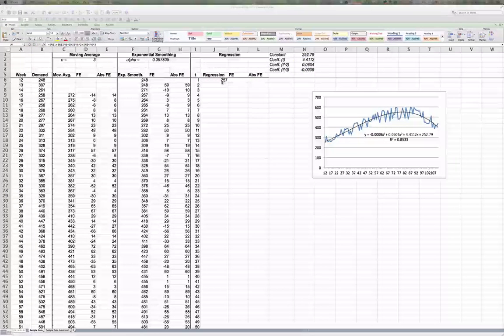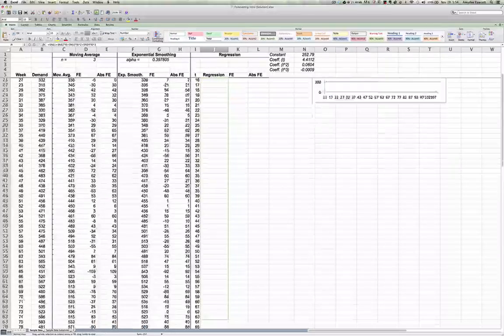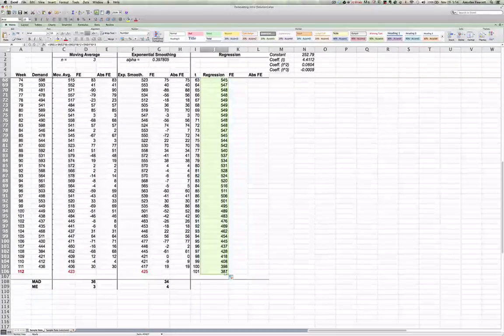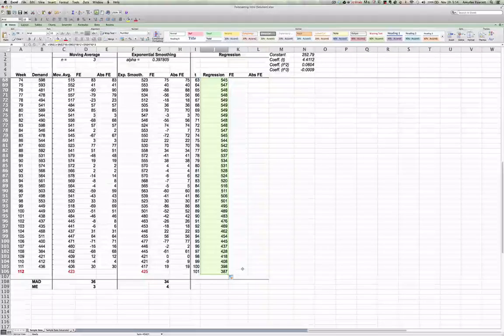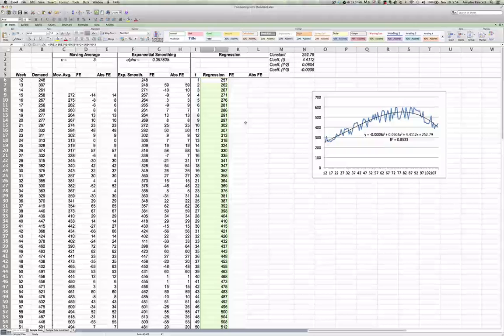Notice this is simply the point on the regression line for week 12, 257. I can now go ahead and simply copy my calculations all the way throughout the remainder of the data set, and you see I get a forecast for period 112 that is equal to 387. Now clearly if we go back and look at the graph, you'll see, well, that looks pretty good. That's what we should probably expect for demand to be roughly in week 112. Visually, this seemed to be a pretty good estimate of what demand would be.